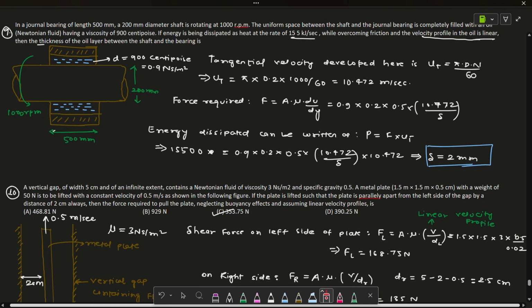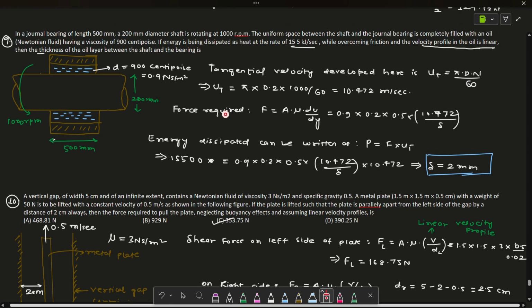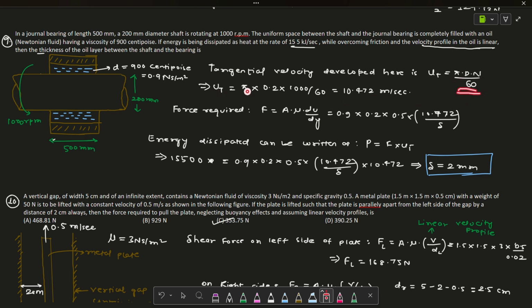Now I am moving to another question. It says that in a journal bearing of length 500 millimeter, a 200 millimeter diameter shaft is rotating at 1000 rpm. We can find the tangential velocity developed here: u_t equals pi D N by 60, so pi into 0.2 into 1000 over 60, and the tangential velocity comes as 10.472 meter per second.